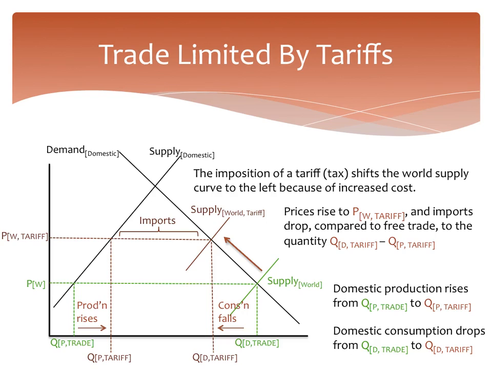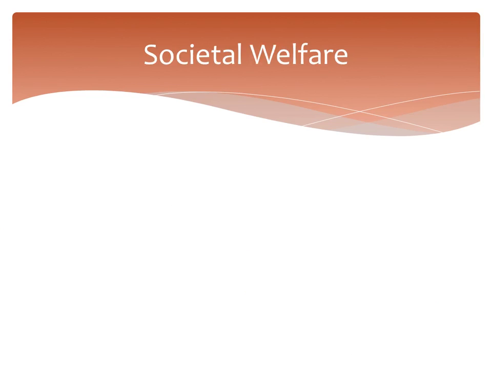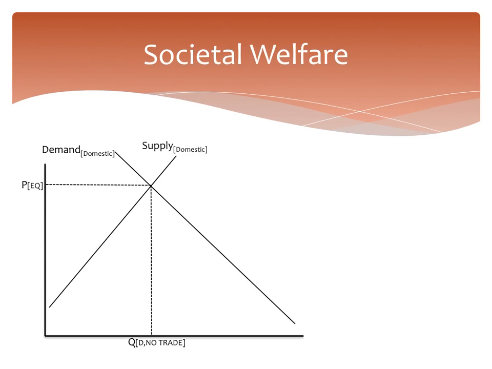All right. There's a couple of other implications, one of which has to do with societal welfare, which you may remember from a previous lesson. First of all, we'll go back to the initial state of the supply and demand curve when we had no trade at all. You may remember that societal welfare is essentially the area between the demand curve and the supply curve to the left of the equilibrium point.